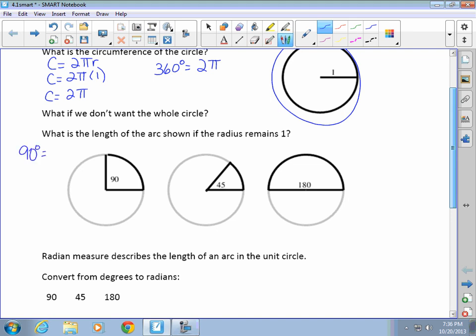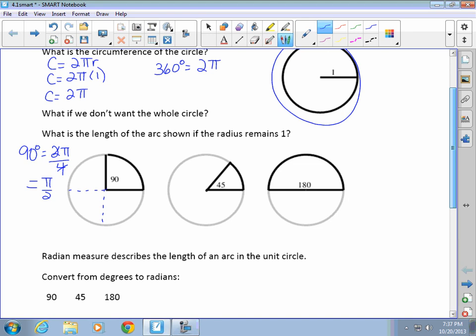So 90 degrees, if we think of this whole circle as being 2 pi all the way around it. If all the way around it is 2 pi, and we're taking 1/4 of that 2 pi, we're dividing it by 4, then that means 90 degrees, if we reduce this, is pi over 2, because 2 goes into 4 twice. Okay, so a full circle is 2 pi. If we're taking 90 degrees, then we're taking 1/4 of the pie, so we divide it by 4. So 90 degrees is the same as pi over 2.